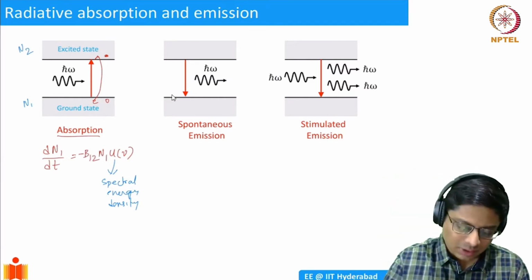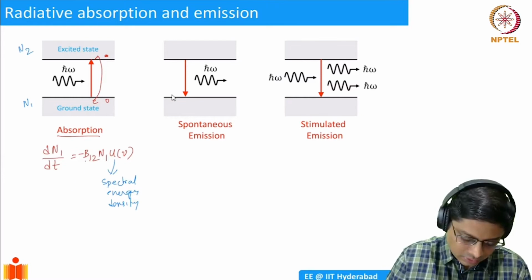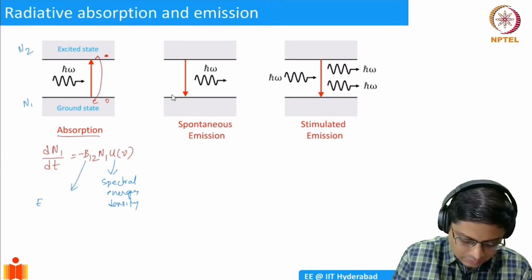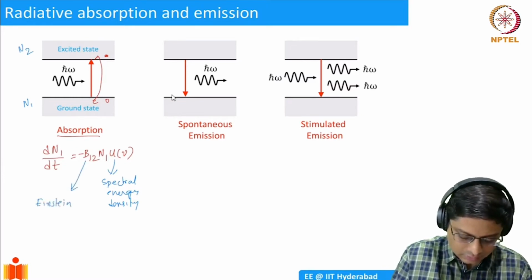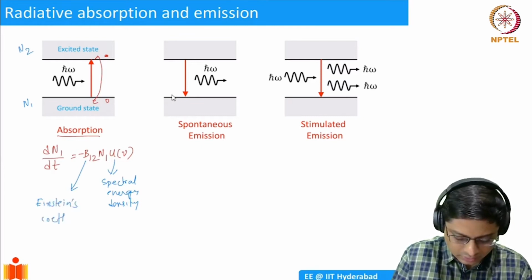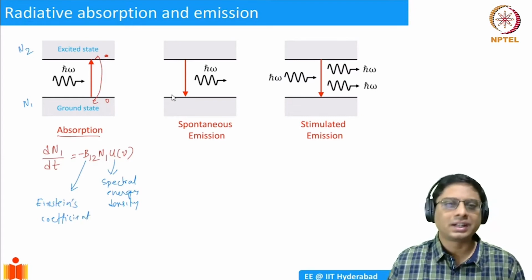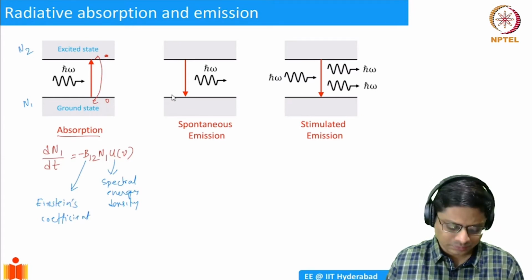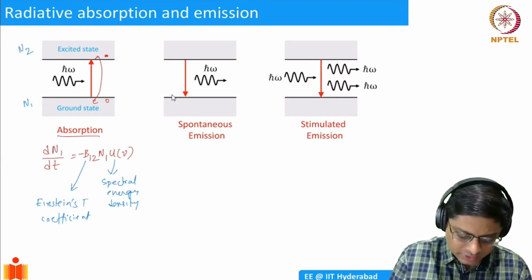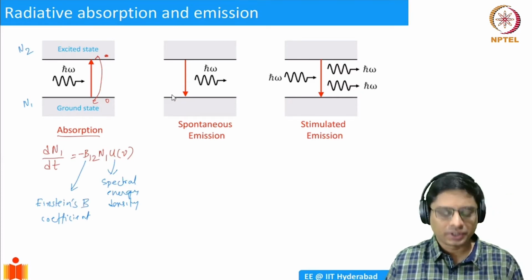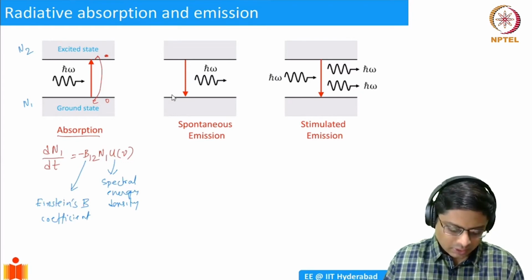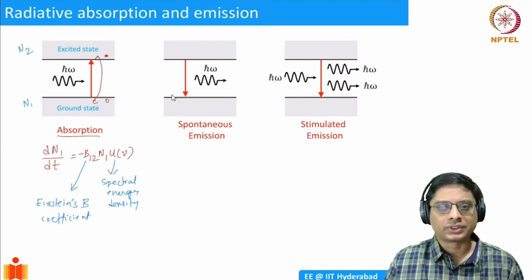So I'll call it the Einstein coefficient. Okay, this is the coefficient that will capture, and we'll understand that a little bit more later on. Einstein's, let's say, B coefficient. There's one more, the A coefficient, that will come shortly. So this is the absorption process.